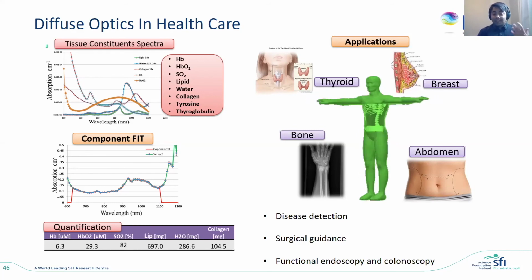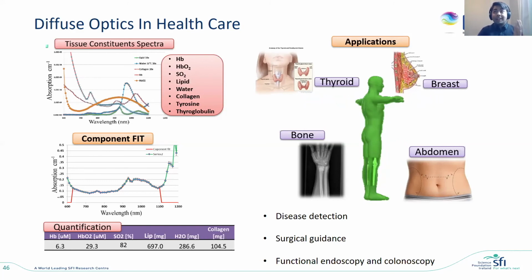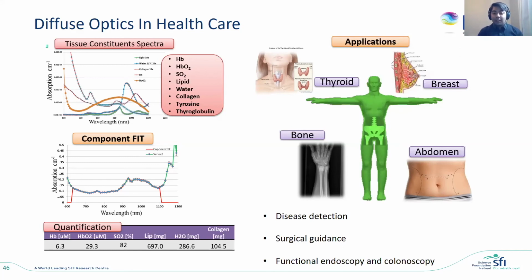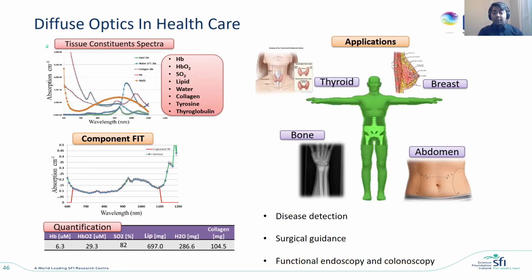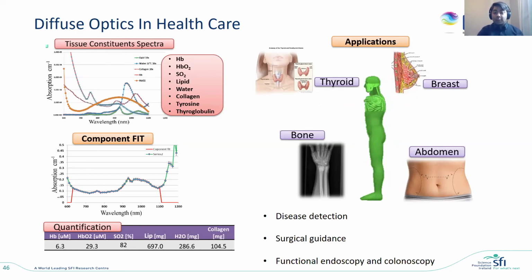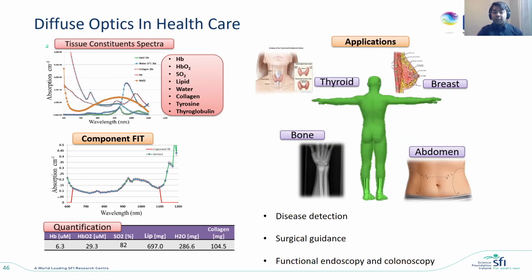Disease detection is a very good field to be in, and it is also used for surgical guidance. You have all the biochemical profiles during surgery, so the surgeon would be able to take the best actions, the best decision making by knowing these profiles. And it is also used in functional endoscopy and colonoscopy.